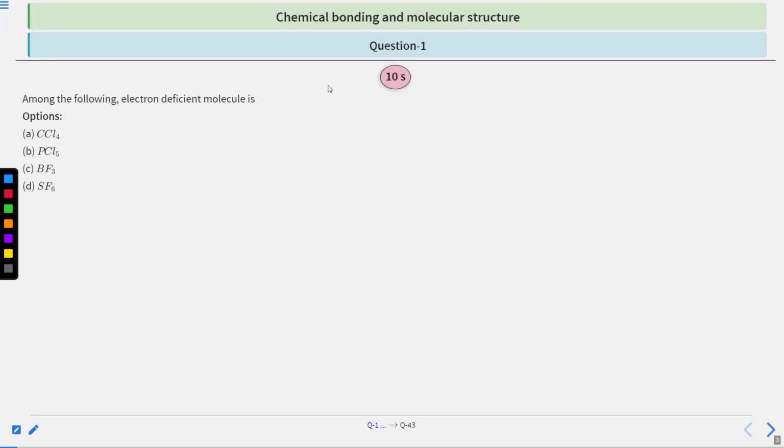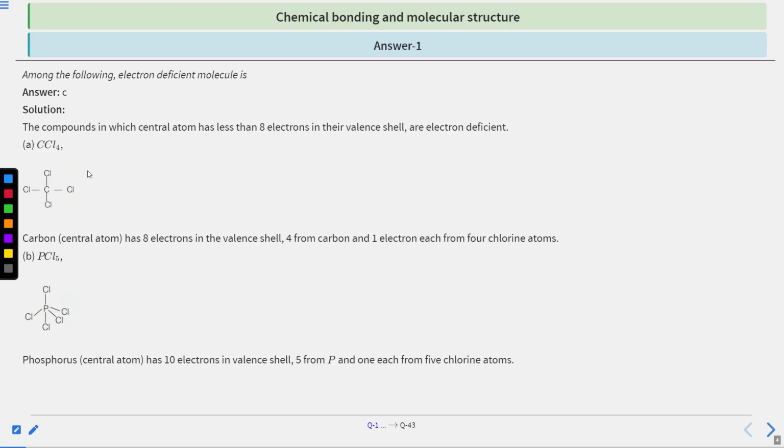Moving on to our question number first. So, among the following, electron deficient molecule is. Options are CCl4, PCl5, BF3, and SF6. You have 10 seconds to solve this question. After that, we will see the answer. Okay, so the correct answer is option number C.